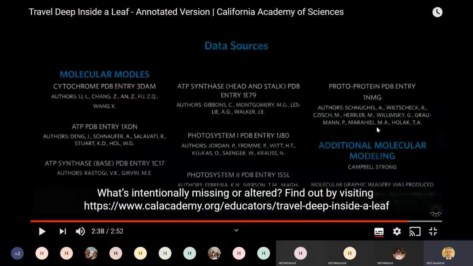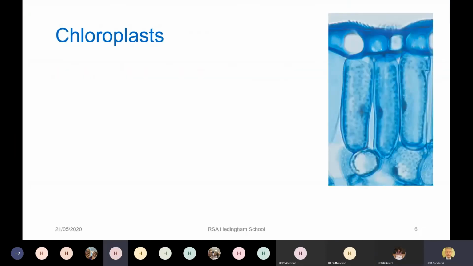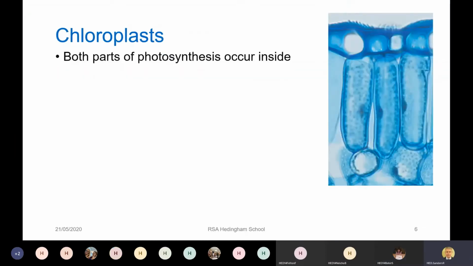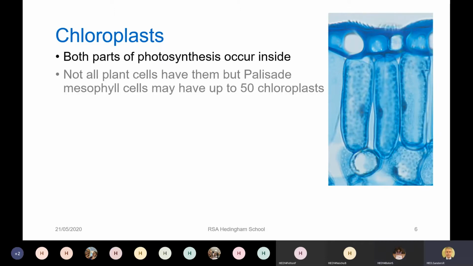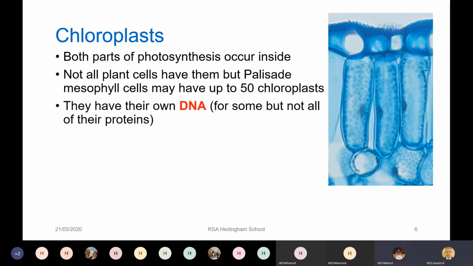Right, so let's start with the chloroplast then. All of photosynthesis, both the light-dependent and the light-independent reactions, happens in chloroplasts. Not all plant cells have them. So what sort of cells wouldn't have chloroplasts? Root hair cells. Yeah, root cells, because they get no light, so there's no point in having chloroplasts. Anything that's not green hasn't got them. But the outside of the stem and the leaves have them, and the ones that have most are the palisade mesophyll cells at the top of the leaf.